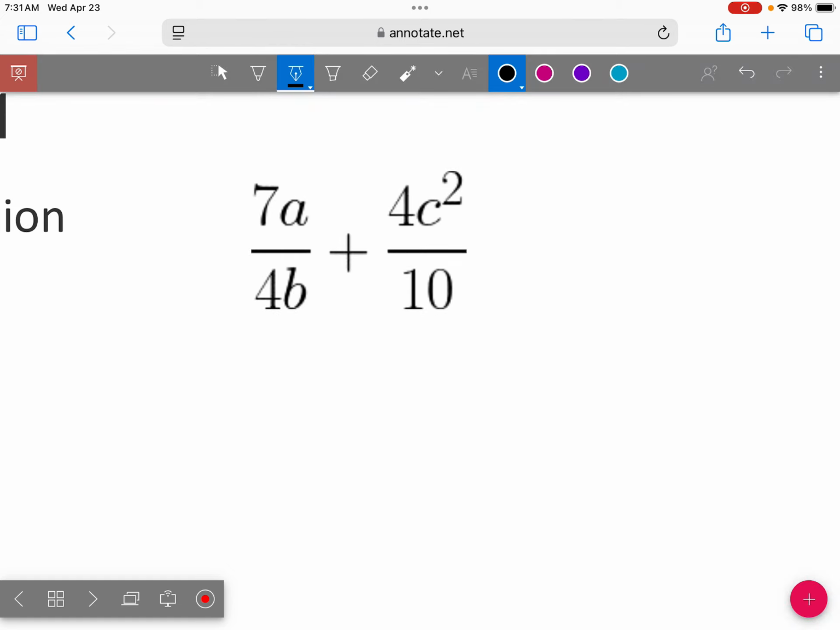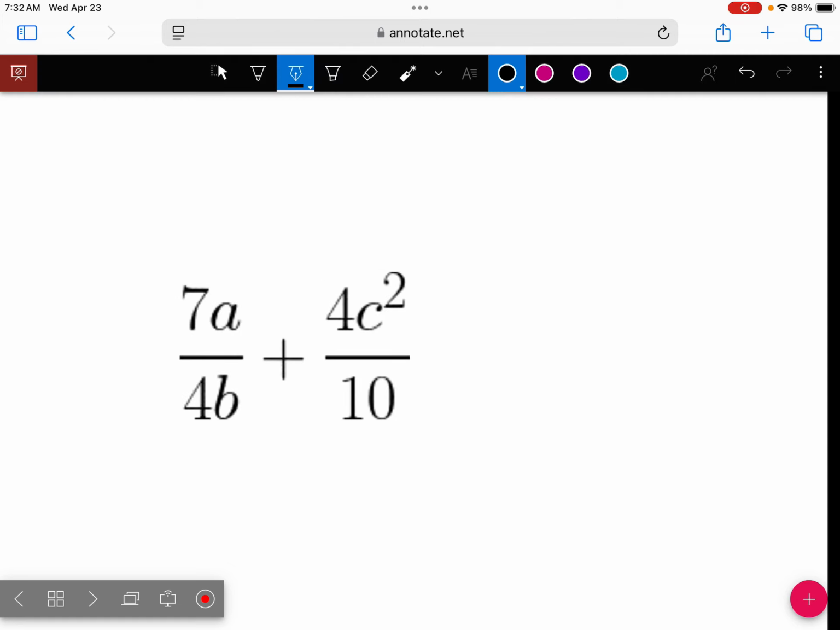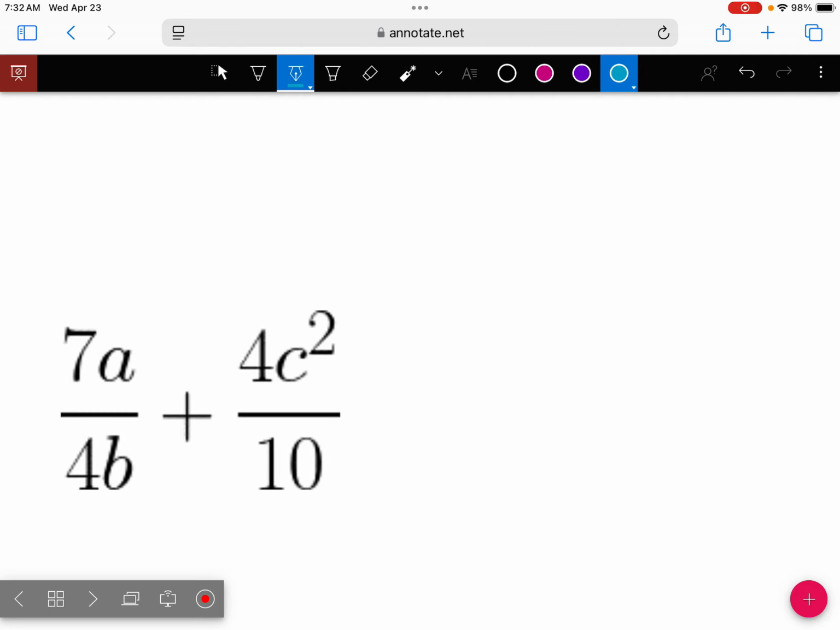All right. So let's look at this one. This is our first one. We're going to have to make our own common denominator here. What we're looking for is either our least common multiple or the smallest thing that has both of these pieces as factors.